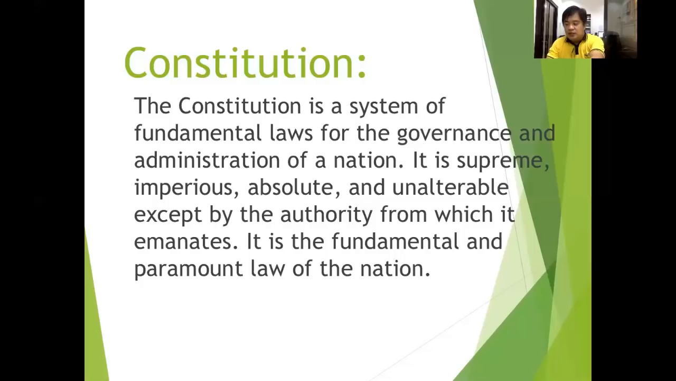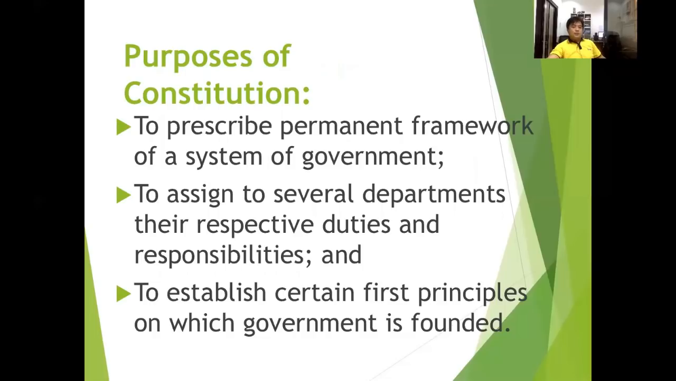So what are the purposes of the Constitution? There are three main purposes. That is, to prescribe a permanent framework of a system of government, to assign to several departments their respective duties and responsibilities, and to establish certain first principles on which government is founded. Later on, we will be discussing the three great branches or departments of the government, and some principles and policies of the state under Article 2 of the 1987 Constitution.